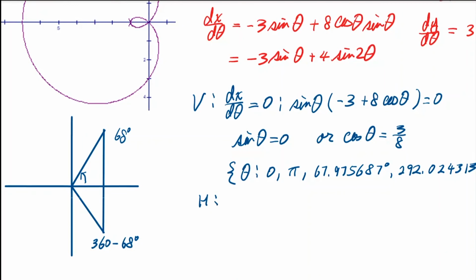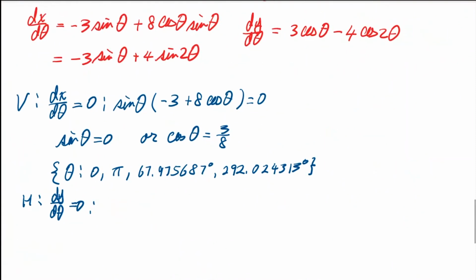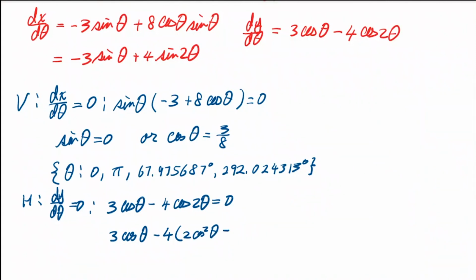Okay, horizontal, you set dy over d theta to 0. So what we have is that thingy over there, scroll. So we have 3 cosine theta minus 4 cosine 2 theta is equal to 0. I'm going to convert this to 3 cosine theta, and I want to convert this one into 2 cosine squared theta minus 1.